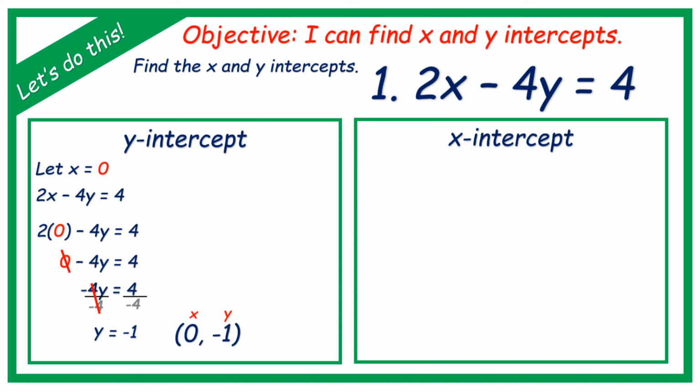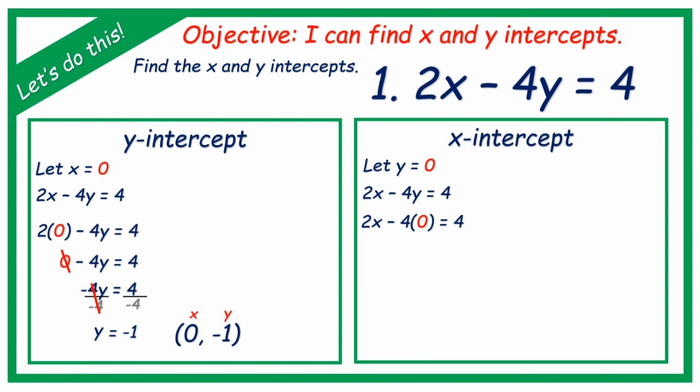So let's go to the x-intercept. Let y equal 0. We're looking for the x-intercept, so we're going to change y into 0. So 2x minus 4y equals 4. That is the given, right? We just copy it. Then look what happened: it became 2x minus 4 times 0 equals 4. We just substitute y to 0, just like that.